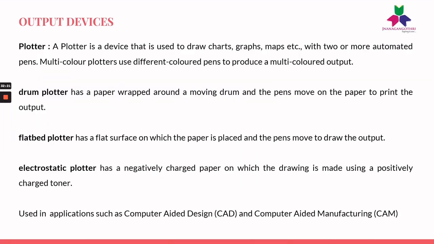So moving on to another common output device, the plotter. A plotter is a device that is used to draw charts, graphs, maps, etc. It has two or more automated pens. Using those automated pens we draw charts, graphs or maps depending on the application. There are multicolor plotters too, which means they have different colored automated pens to produce multicolored output.